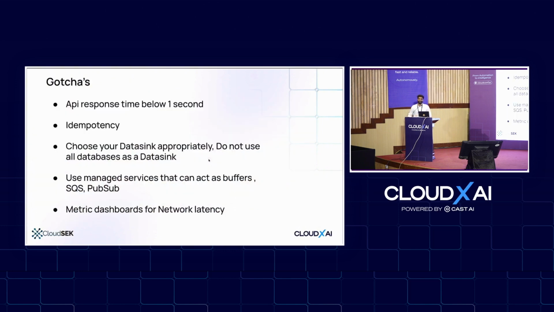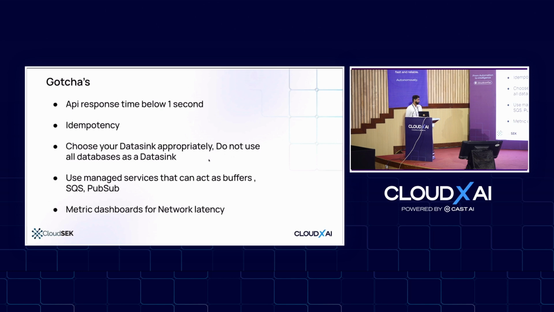I'm sorry for rushing this because it's already 5:30 and I'm trying to keep it as simple as possible. What we learned over time handling this scale is that response time below 1 second really matters when you're talking about service to service. It should actually be between 100 milliseconds and 200 milliseconds. That's the sweet spot. Idempotency I already told about.